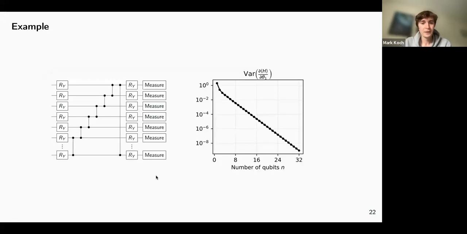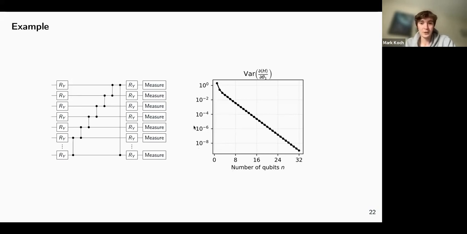To give you an example, here I have a very basic ansatz with a bunch of parameterized RY rotation gates and then a bunch of CZ gates in the middle. And as you can see, here we plot the variance of the gradient for the very first parameter with increasing number of qubits.